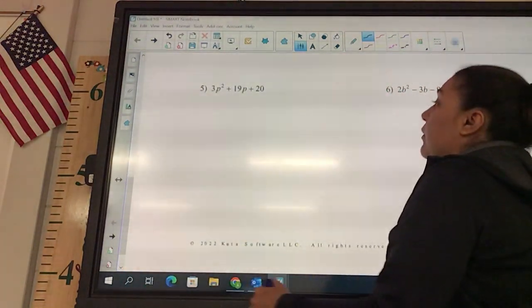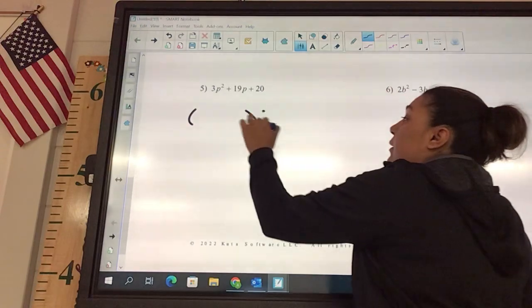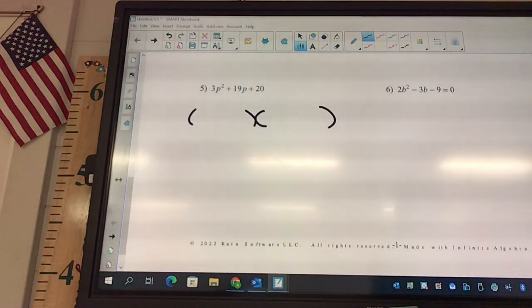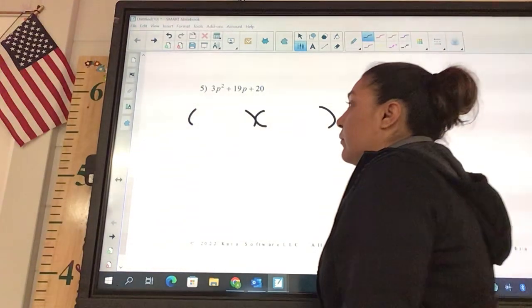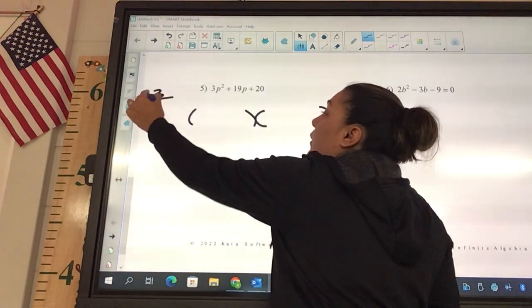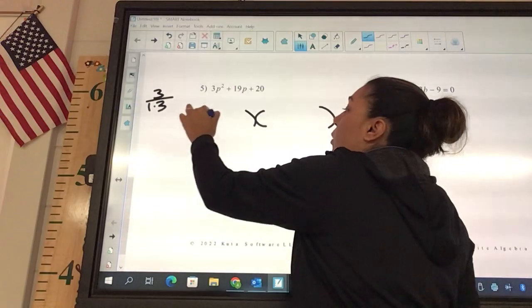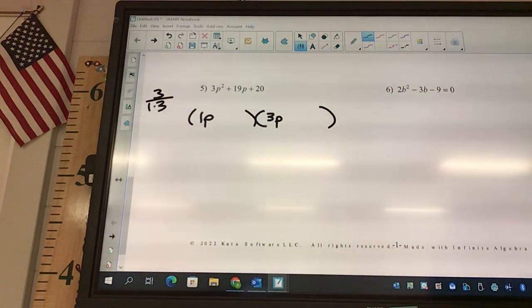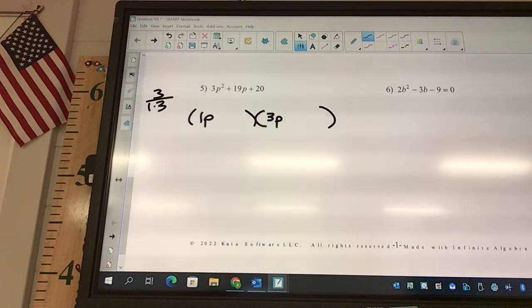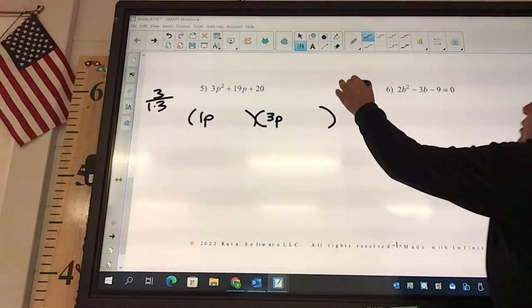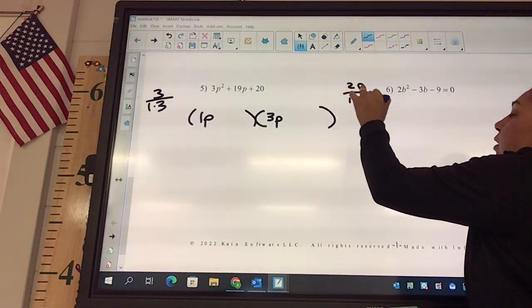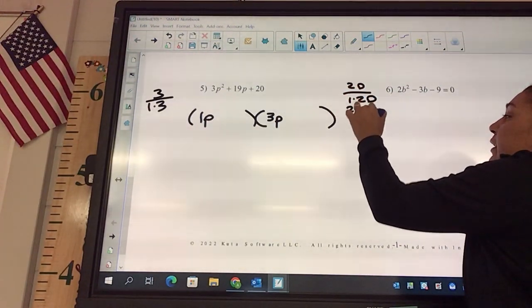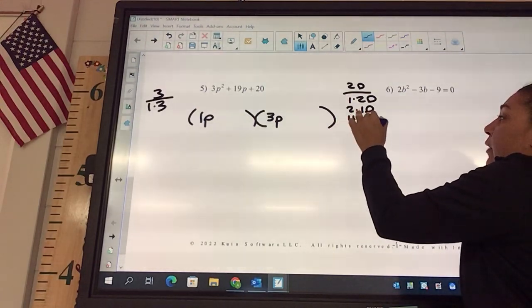Okay, 5. Draw your parentheses. You're going to find the factors of what number? 3, and we got 1 and 3. So you got 1p, 3p. Okay, I can tell you right now this one's going to be a little harder. Why? It's a bigger number, okay? So it's a 20. So 20, we got 1 and 20, 2 and 10, 3, 4, and 5.